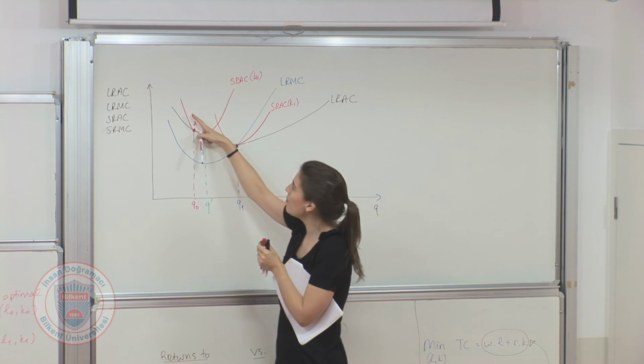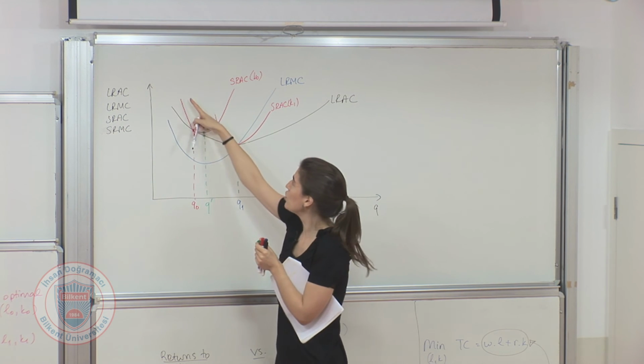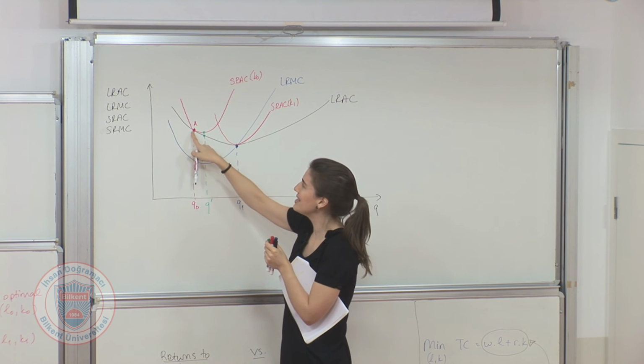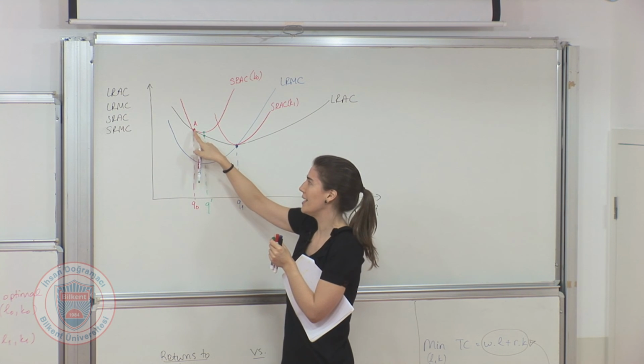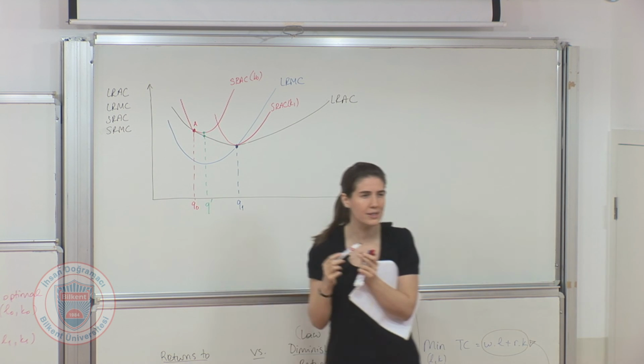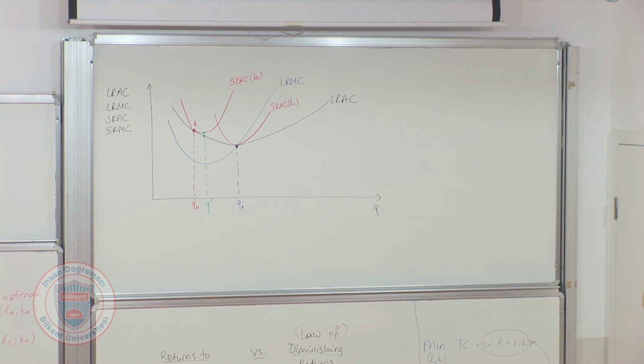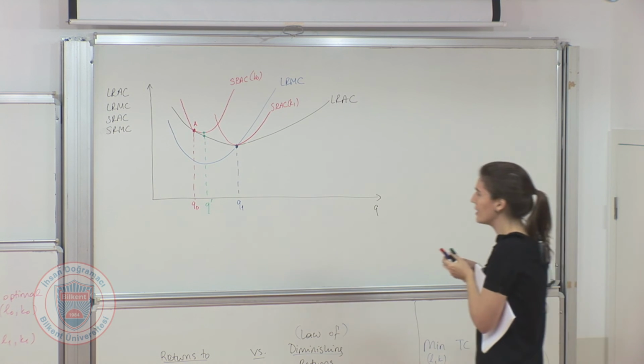So the reason why, on the increasing returns to scale portion, the short run average cost curve is touching the long run average cost curve at this point is because there's increasing returns to scale, okay? So the reason is basically that.